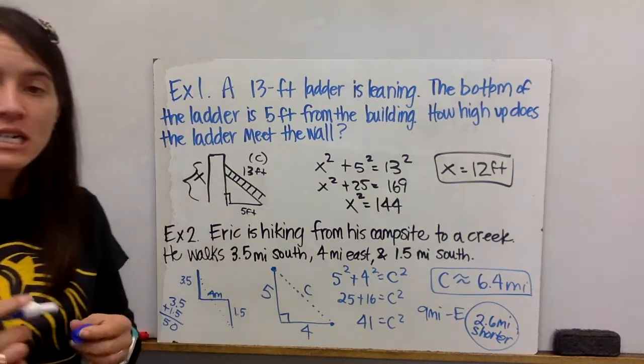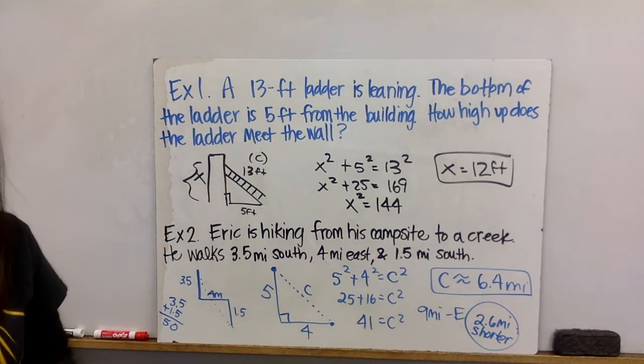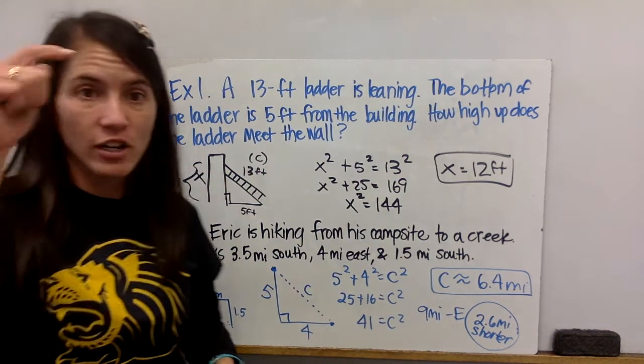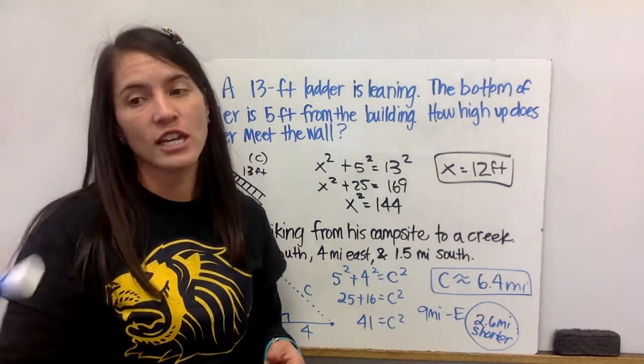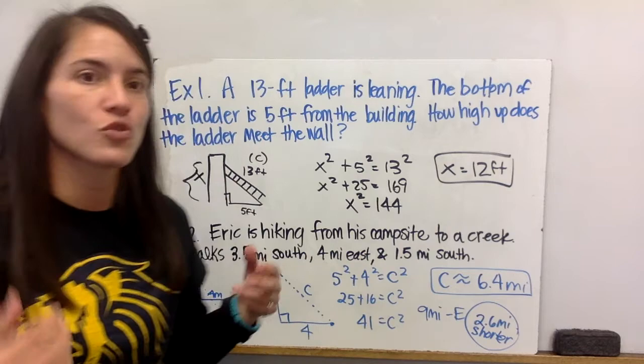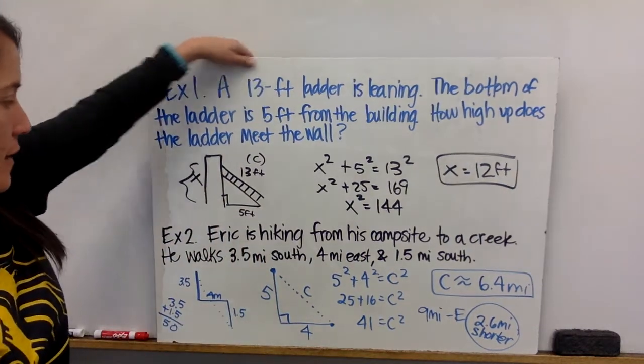It would have been 2 miles shorter if you went straight than doing Eric. So Eric went south and then east and then south. But if you just went straight to the creek, it would have been about 2.6 miles shorter. Okay, example 3 and 4.